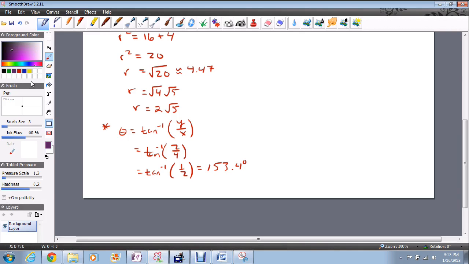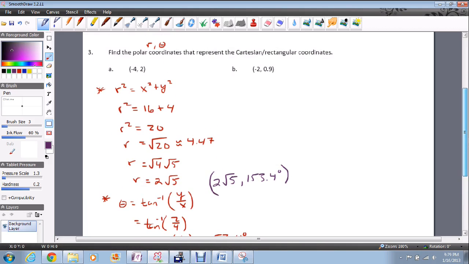So our final answer for part A is, I like to leave it in exact form. Typically that's how multiple choice will be presented, so I'll use the exact R value, and this gave us an approximate angle value, 153.4 degrees. Okay? So again, pause the video, see if you can do part B by yourself. Once you've got an answer, come back and check it.